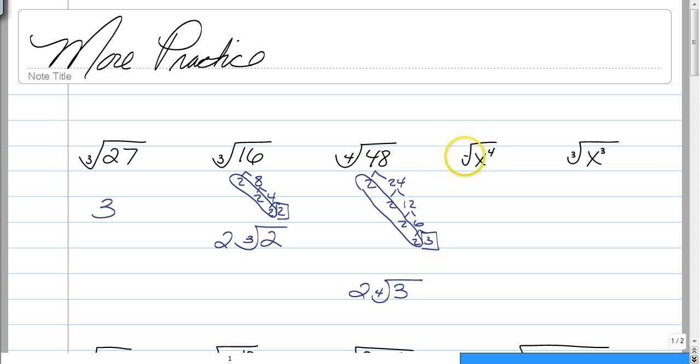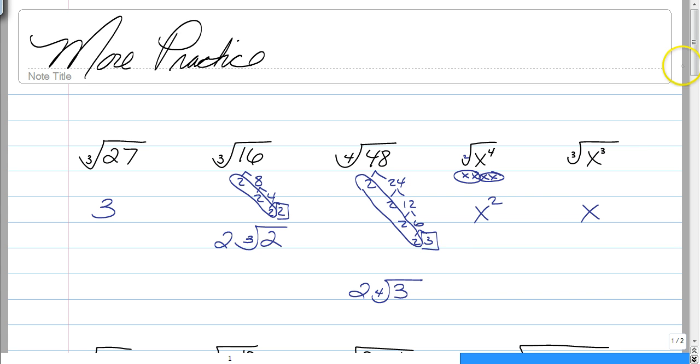Remember, if there's nothing inside here, that's a square root. So how many times does 2 go into 4? Twice, so that's just x squared. How many times does 3 go into 3? Once, so that's just x. And again, if you think about it factor tree style, if you were to break this down, that would be 4 x's. You'd circle a pair of 2's, you'd circle a pair of 2's, and it would just come out as x times x, which is x squared.